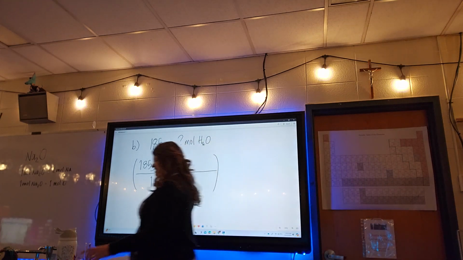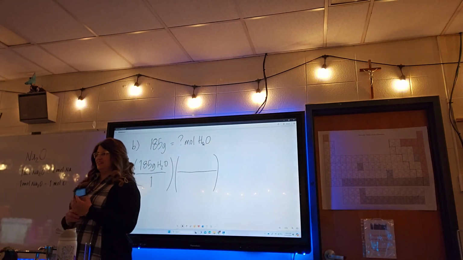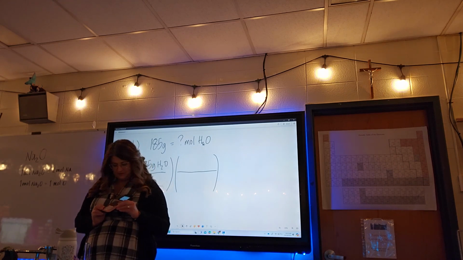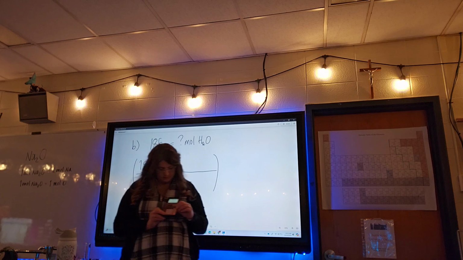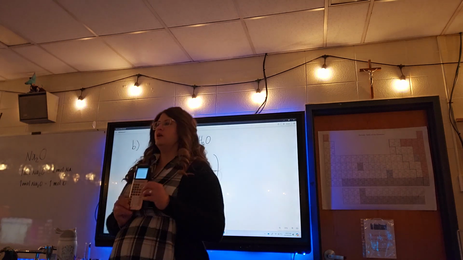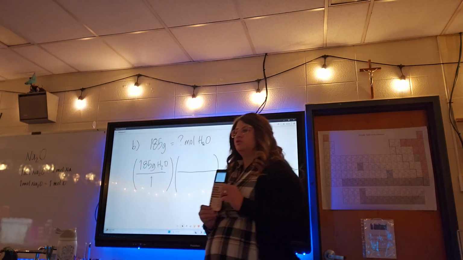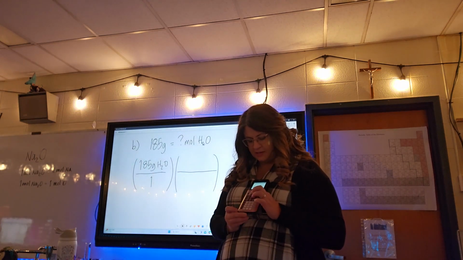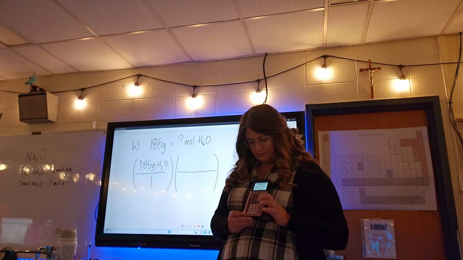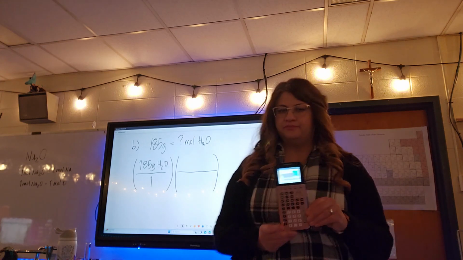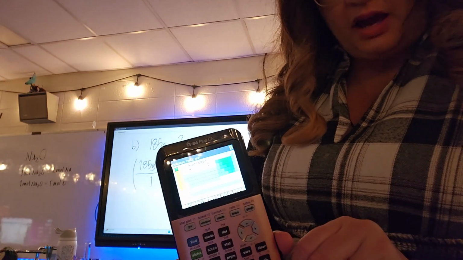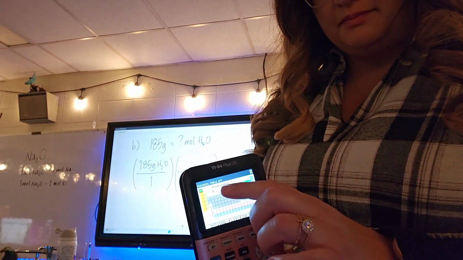I have a secret to tell you. If you have this calculator, you also have a periodic table. Press the apps key, though you have to have the light-up ones. The older ones that don't light up don't have this. But if you do, press the apps key, then number 8. Press any button, and the whole periodic table will come up, and you can select any element you want and it'll give you all this information.